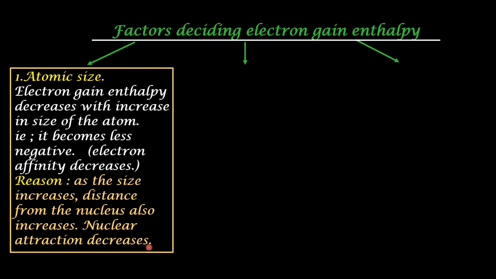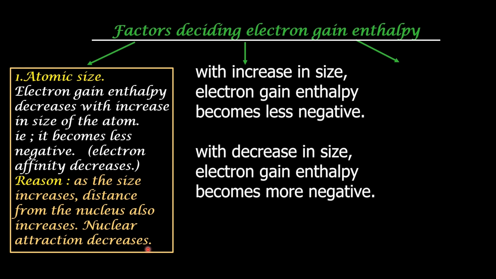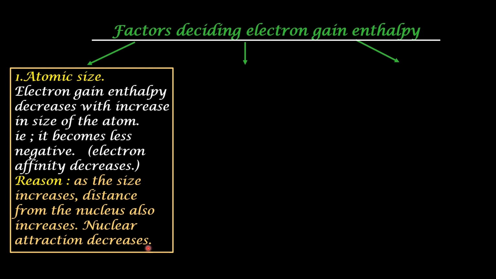Nuclear attraction decides the ability of the atom to accept the incoming electron, that is its reactivity. So with increase in atomic size, the electron gain enthalpy becomes less negative. That means with decrease in size, the electron gain enthalpy becomes more negative. So when we consider atomic size as a factor individually, electron gain enthalpy becomes less negative as we go down the group and more negative as we move from left to right. But we have to consider other factors as well.